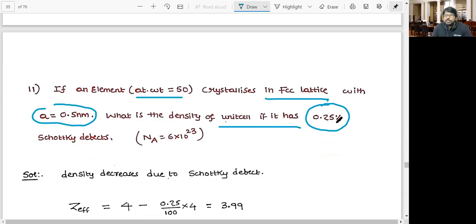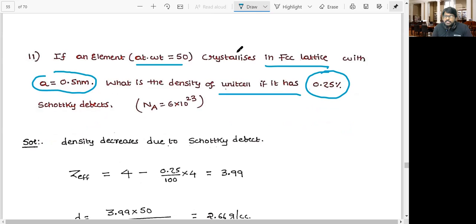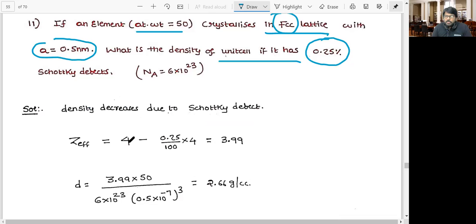So what is the percentage? 0.25. What is the actual Z effective? 4, if there is no defect. But what percentage? 0.25 percent. So 4 expected, but this is due to the missing. How much percentage? 0.25% of 4, that is the amount lost by Schottky defect. So what is the remaining value? Remaining is 3.99. We are expecting Z effective 4, but according to the given information, Z effective is 3.99.